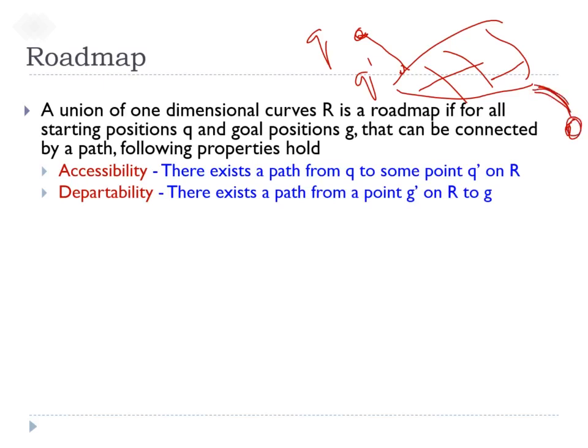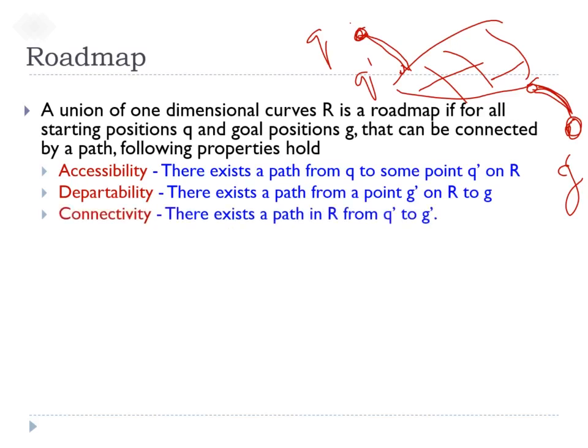So if there is a path from the destination to the roadmap, and there is a path from the start position to the roadmap that can connect this Q to the roadmap and this G to the roadmap, then accessibility and departability are satisfied. What is the third property here? That is the connectivity. There exists a path in R, in the roadmap, between Q prime.